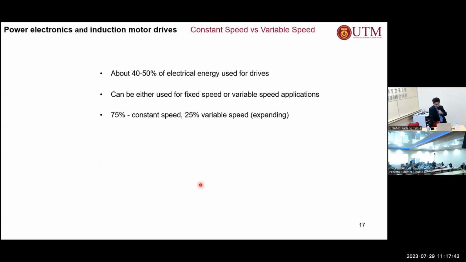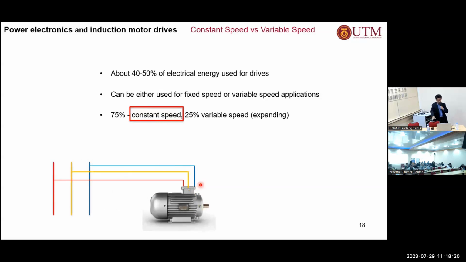All right. At the moment, this data is taken from a long time ago because I cannot find the latest up-to-date data on the percentage of constant speed and variable speed applications. This is taken a few years ago: 75% constant speed, 25% variable speed. I think nowadays it is probably 50-50%, with about half of the drive systems using variable speed applications. All right. What is a constant speed?